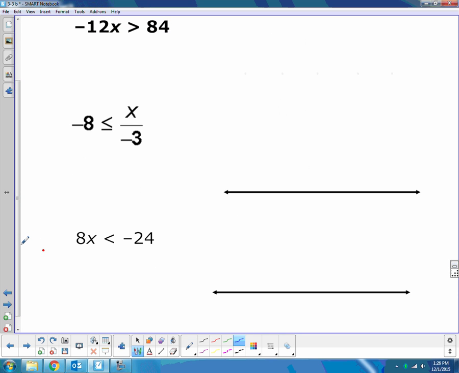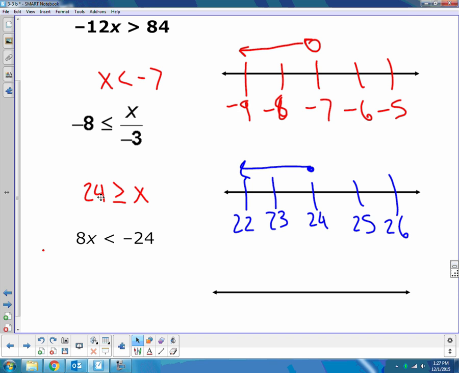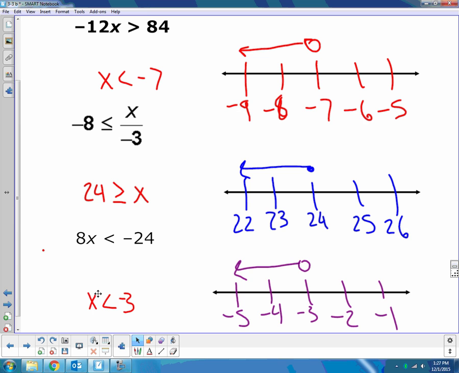I'm assuming you tried these three. I'm assuming you paused it, worked out the problem, double-checked your negatives, and flipped symbols if you needed to. The correct solution for the first one should be that x is less than -7, and there's the graph. For the second one, 24 is greater than or equal to x, and there's the graph. And the last one, x is less than -3, and there's the graph. If you didn't get the graph or the solution correct, make sure you watch the linked video.